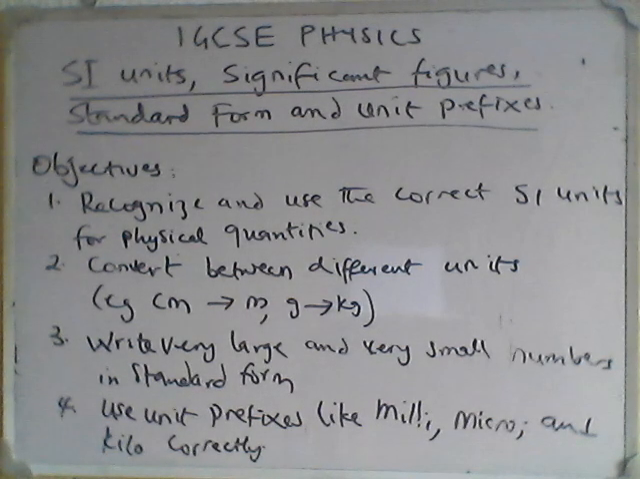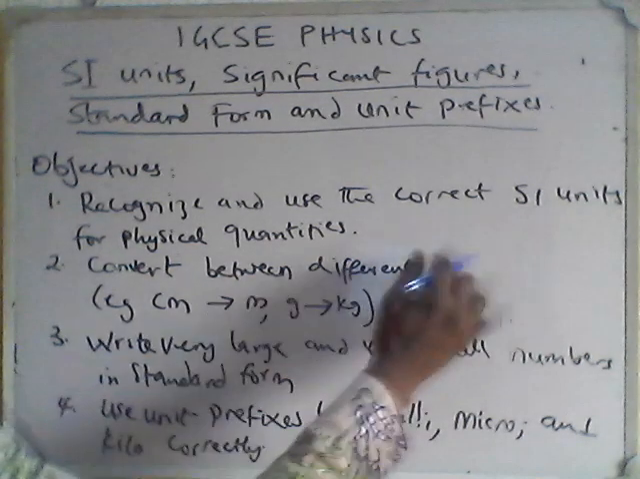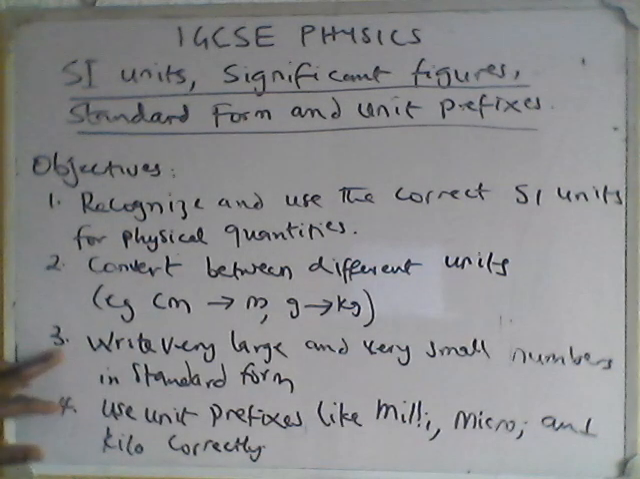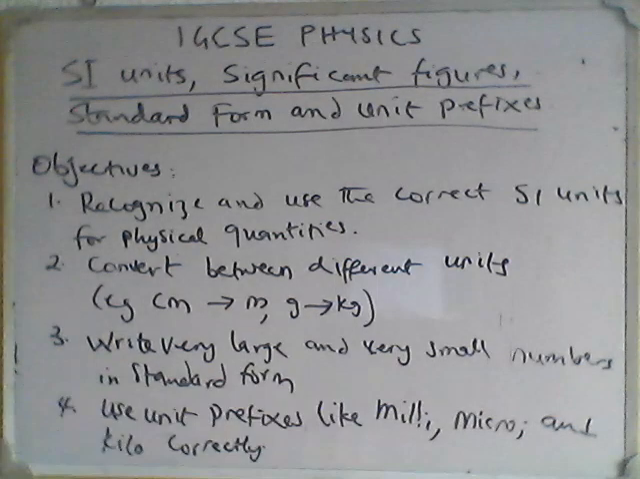Different units, okay? E.g. from cm to meter, from gram to kilogram. Thirdly, to write very large and very small numbers in standard form. And fourthly, to use unit prefixes like milli, micro, and kilo correctly. Then finally, not on the board, round numbers sensibly using the correct significant figures.